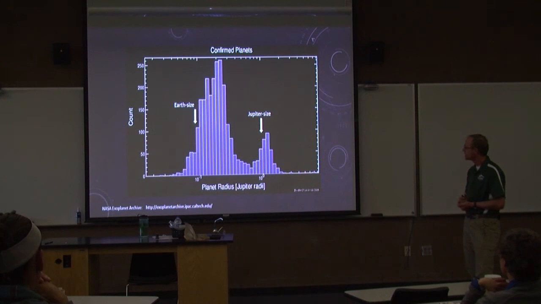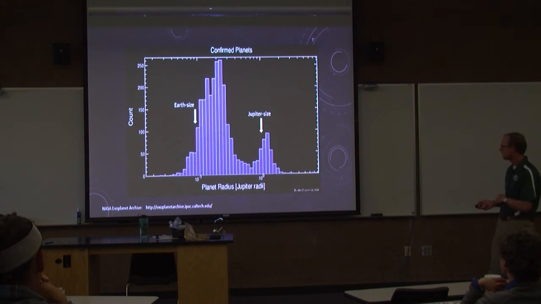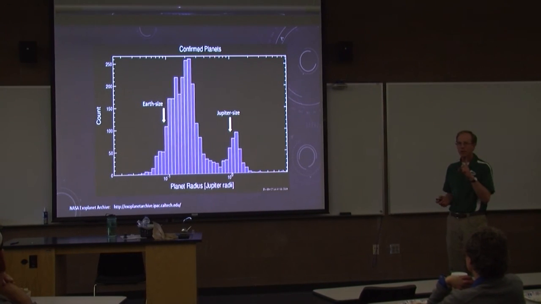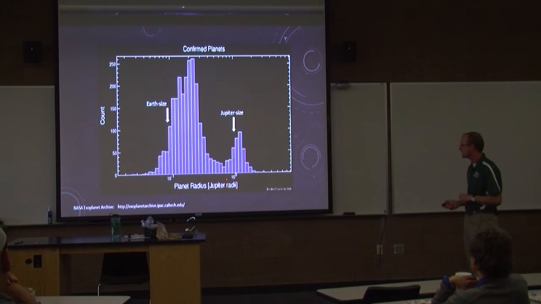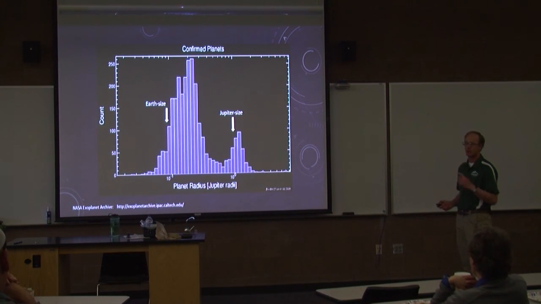So these are confirmed planets. This is the planet radius on a log scale, and if you're not familiar with log scales, bear with me for a moment. And it is in units of Jupiter radii. So the 1 would correspond to a Jupiter radius. 10 raised to the 0th power is 1. So that's why we have Jupiter-sized planets here. We have Earth-sized planets right there.